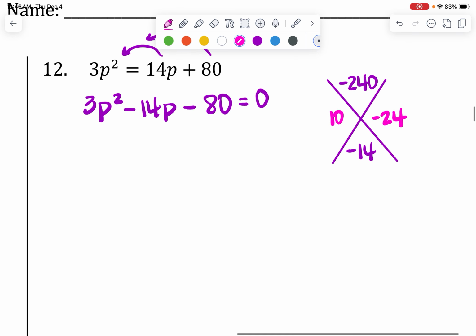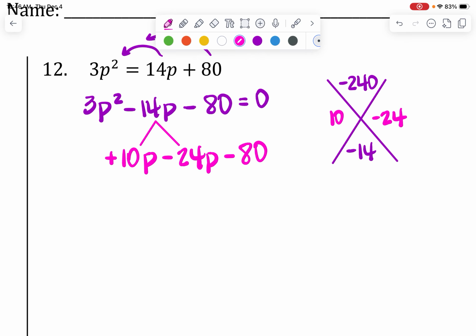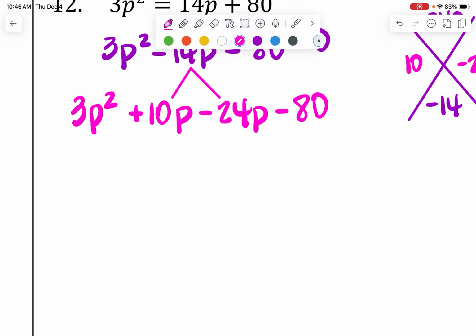All right, so that means that this negative 14p was created from a positive 10p minus 24p. And then I'm bringing down my outside, guys. If you want to, you can switch the 24 and the 10, as long as you keep their appropriate signs. That'd probably actually be easier in this case, but that's okay. All right, so I am going to split it down the middle.